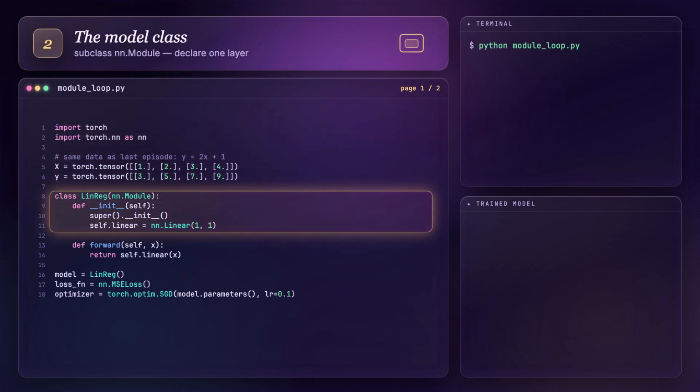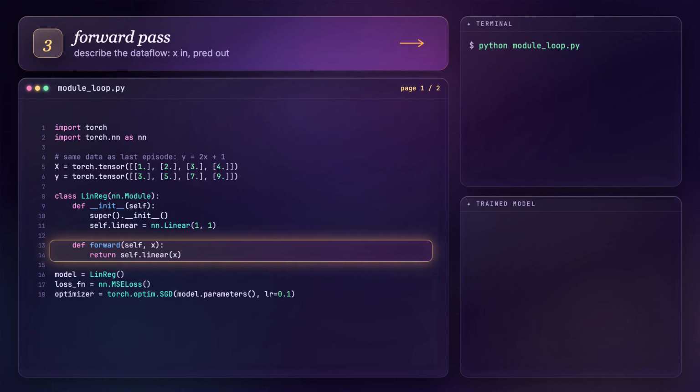Here's the model. Class LinReg subclasses nn.Module. In init, we call super().__init__() first. Never skip that, it's what registers your layers. And then we declare one layer. self.linear equals nn.Linear(1, 1). One number in, one number out. That's our whole model.